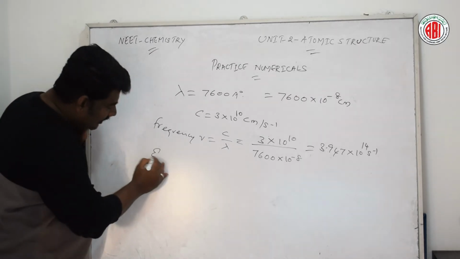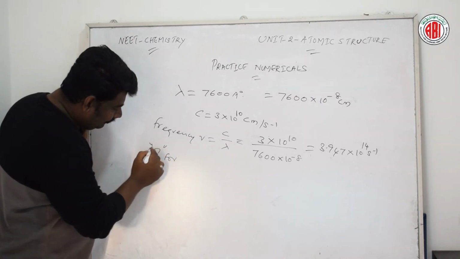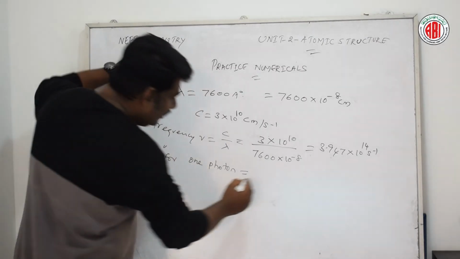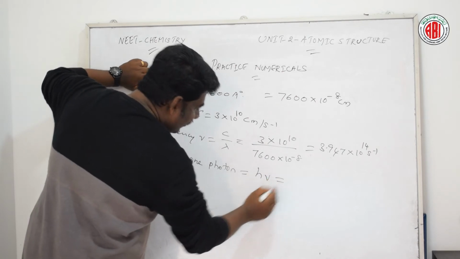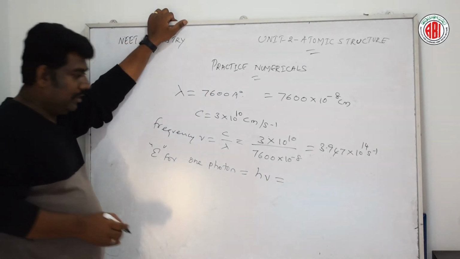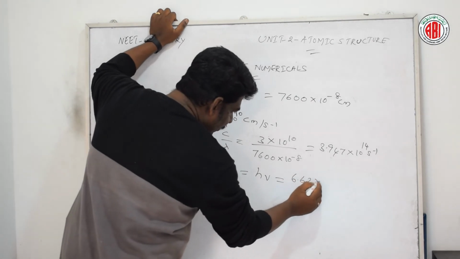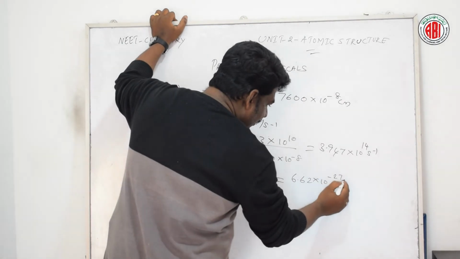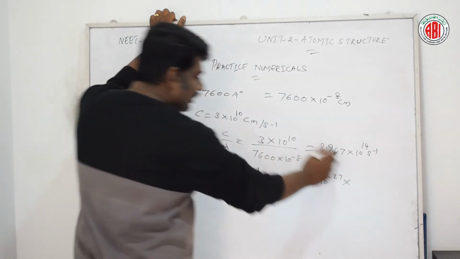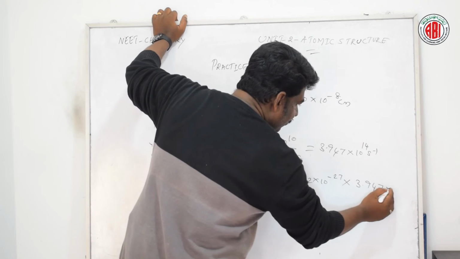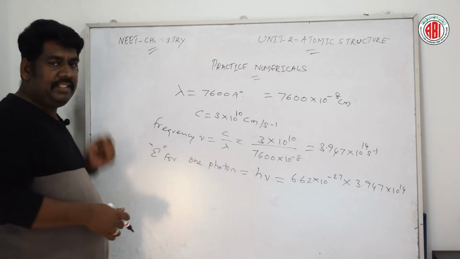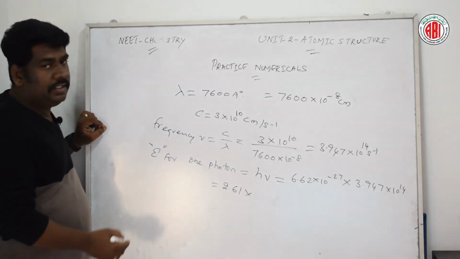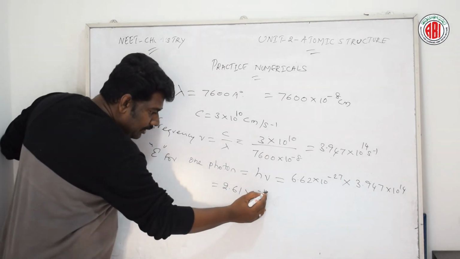Now the energy for one photon is h into frequency, Planck's constant into the frequency value. So Planck's constant is 6.62 into 10 to the power of minus 27 erg second, into the nu value, that is 3.947 into 10 to the power of 14 per second. Simplifying this, we will get 2.61 into 10 to the power of minus 12 erg.